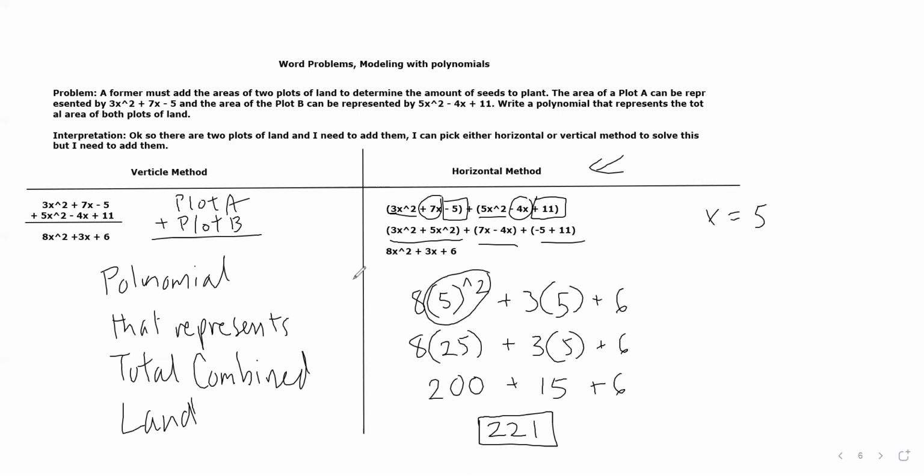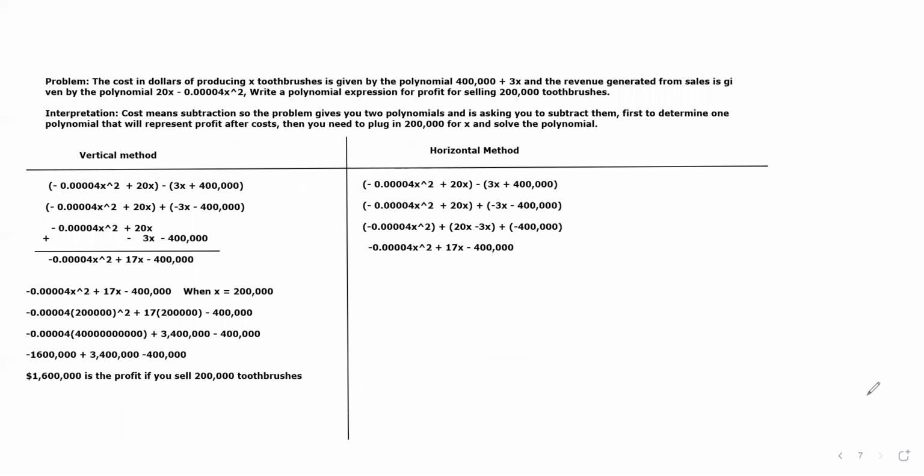All right. Now, let's look at another slightly harder example. This problem is very, very much the same. Problem: The cost in dollars of producing X toothbrushes is given by the polynomial 400,000 plus 3X. And the revenue generated from the sales is given by the polynomial 20x minus 0.00004x squared. Write a polynomial expression for profit for selling 200,000 toothbrushes. All right, interpretation. What is the problem asking me?